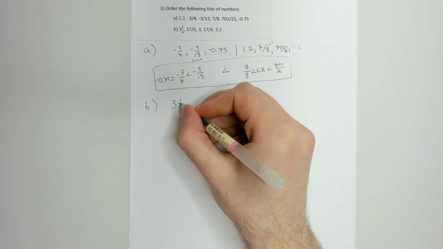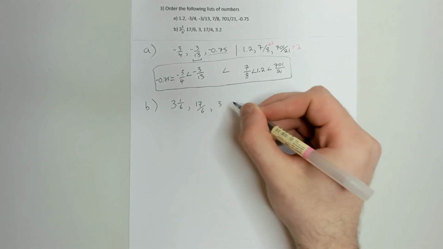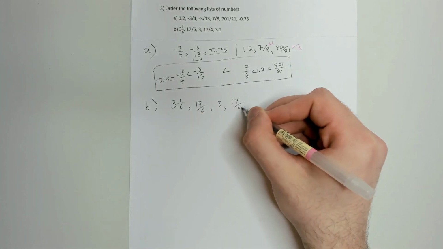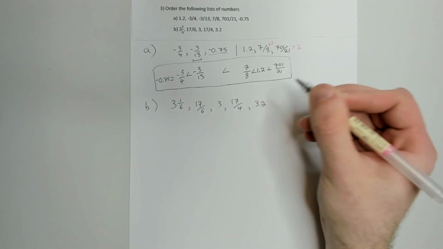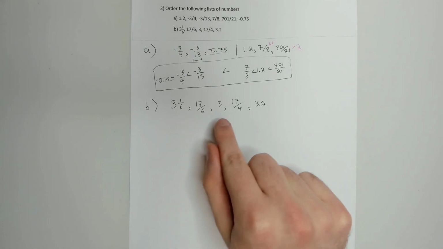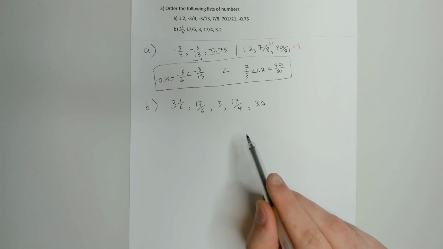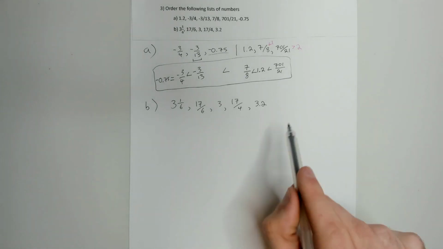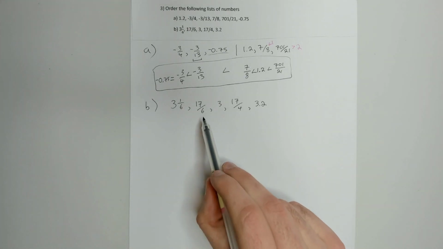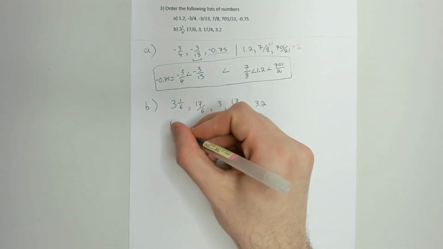So we've got 3 and 1/6. We have 17 over 6, we've got 3, we've got 17 over 4, and we've got 3.2. So at the start, it's kind of nice that we can note that we have 3 and 1/6, we have a 3, and we have a 3.2. So these are all in terms of, we can see what whole numbers they're between. These are between 3 and 4. Maybe we should convert 17 over 6 and 17 over 4 into mixed numbers so that we can figure out what whole number they're actually between. So let's go ahead and do that.